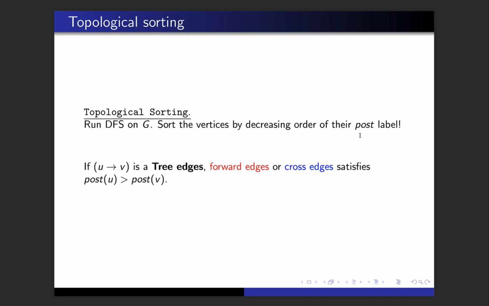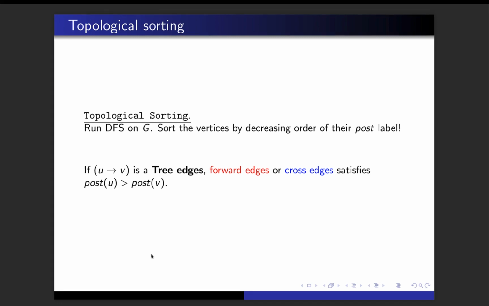Why is this true? Why will this lead to a topological sorting? Well, every edge from U to V will be either a tree edge, a forward edge, or a cross edge. And that means that any of those edges satisfies that the post label of the initial vertex is bigger than the post label of the final vertex. So if I order in decreasing order of the post label, I will always go from higher labels to smaller labels, which means that I have all edges pointing from left to right, which is a topological sorting.